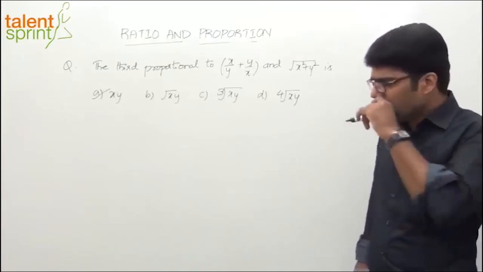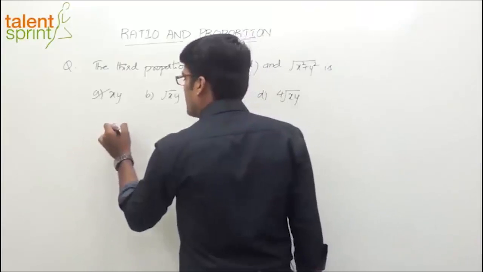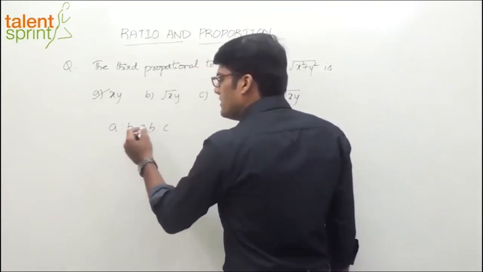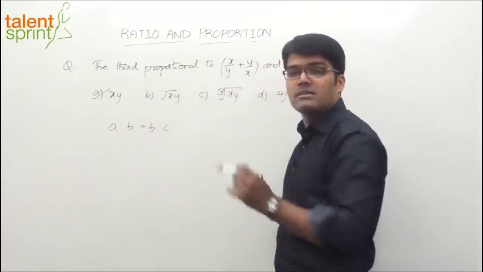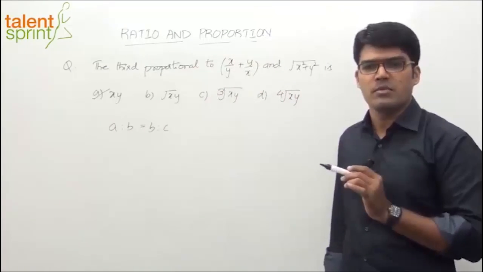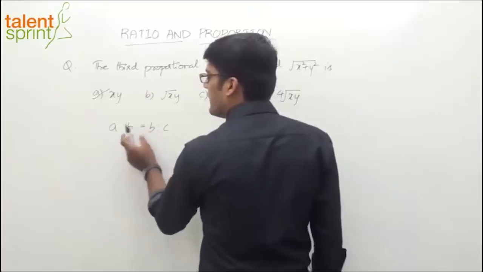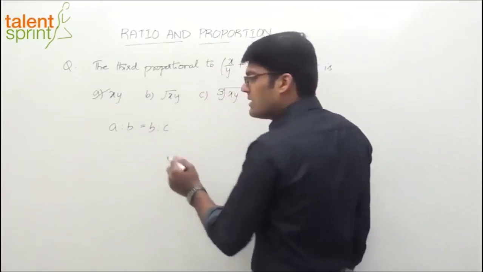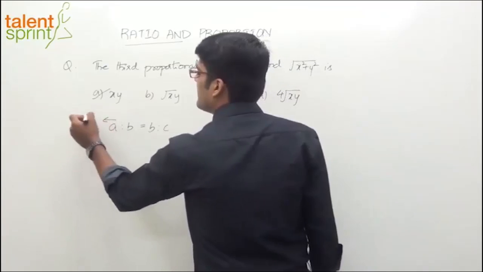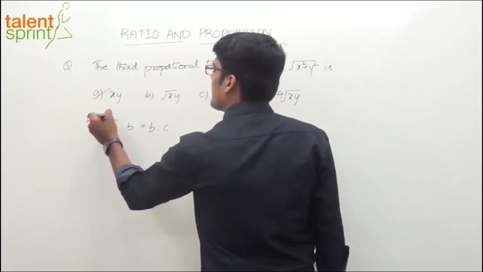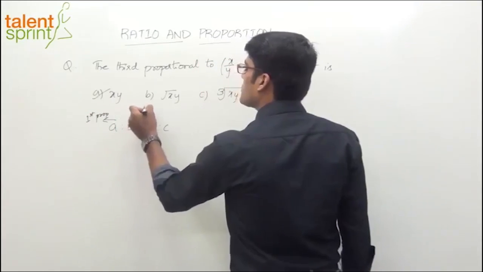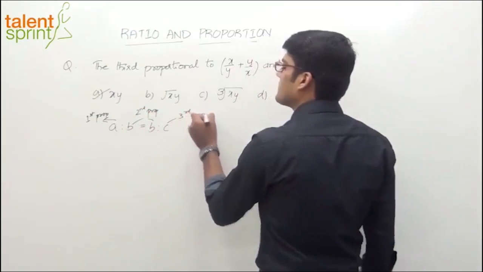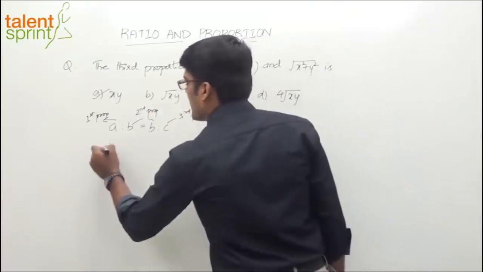The third proportional to x by y plus y by x and root over x square plus y square is, right? Now generally, when we have this in the form a is to b is equal to b is to c, then this is what you need to use to find out the third proportional or the first proportional or the second proportional, right? Two ratios are equal, where the second term of the first ratio and the first term of the second ratio are same. So in such case, A is known as the first proportional, B is the second proportional, and C is the third proportional.